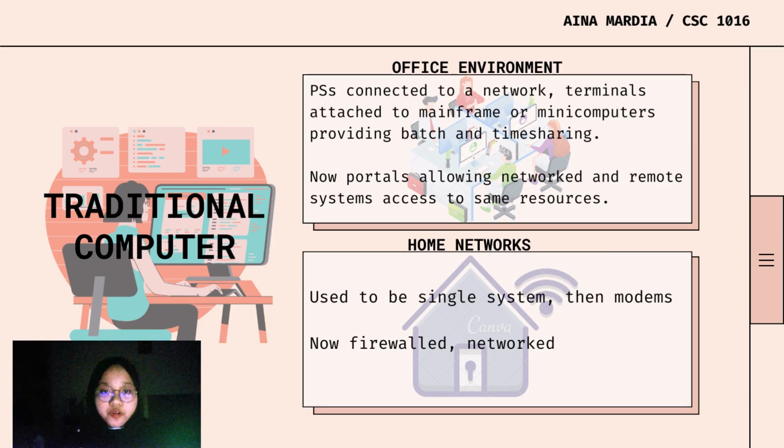For the computing environment, there are two types of traditional computer, which are the office environment and the home network. The office environment is PCs connected to a network, terminals attached to a mainframe, or minicomputers providing batch and time sharing. Now, portals allow network and remote system access to the same resources. The home network used to be a single system, then modems. Now, firewall network.